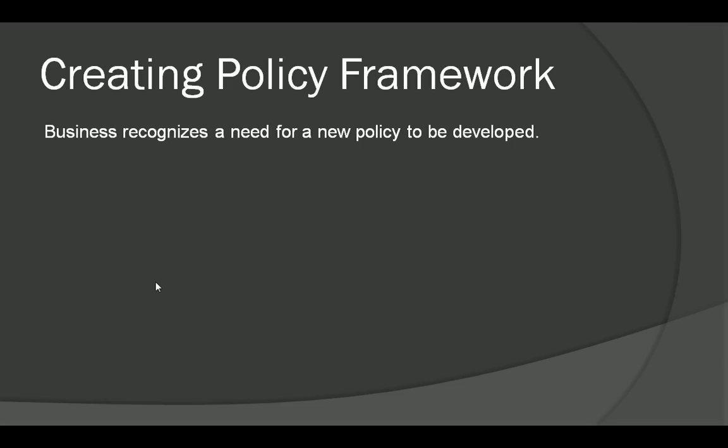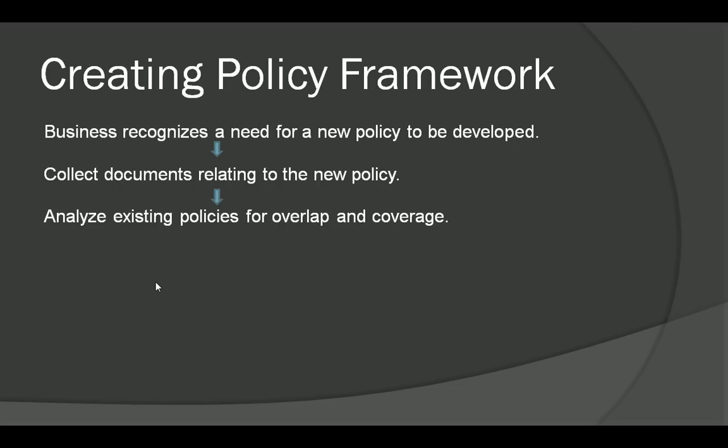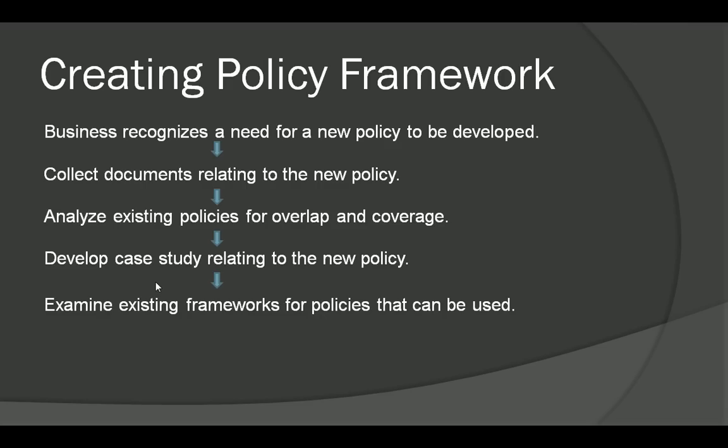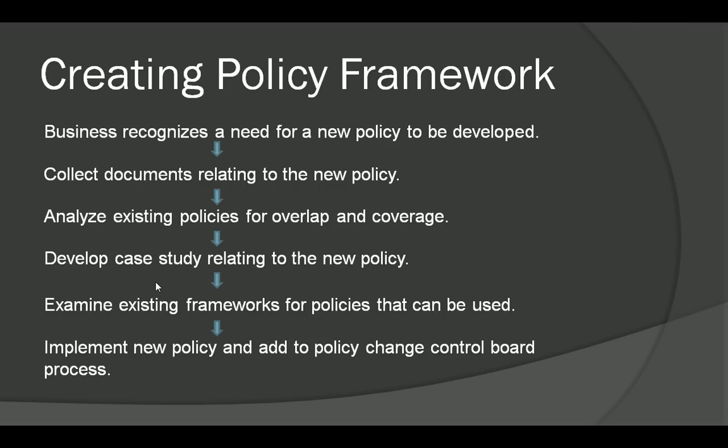So we recognize we have some new risk, or that we have risk, and we need to develop a policy. So we start collecting documents relating to the new policy. We're going to analyze existing policies for overlap and coverage. So do we already have policies in place that will help us achieve this goal? We might develop a case study related to the new policy, examine existing frameworks for policies that can be used, and then finally implement the new policy and add it to the policy change control board process.